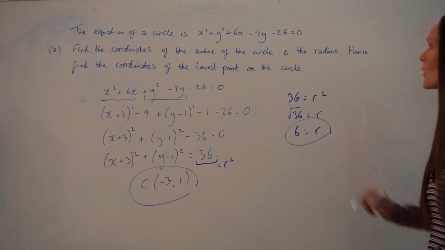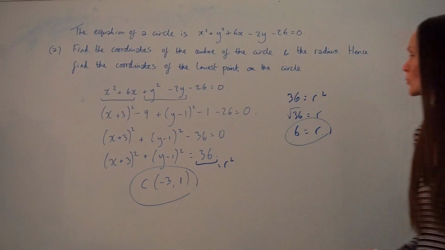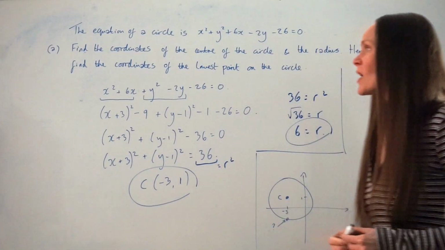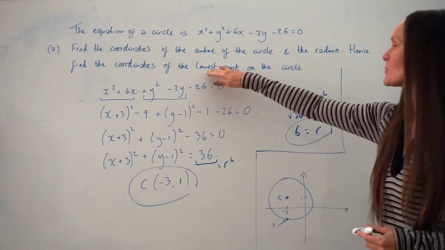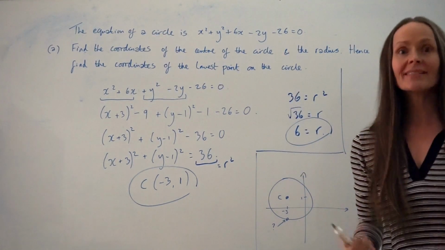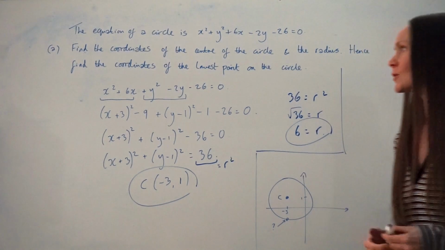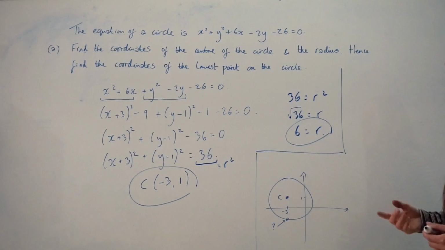Okay, so we've done the first part, we found the centre coordinates, and then here is the radius, 6. So in the next part, we have to find the coordinates of the lowest point on the circle. I think it's helpful just to draw a rough sketch of the circle, just so you can visualise what you're actually trying to do.